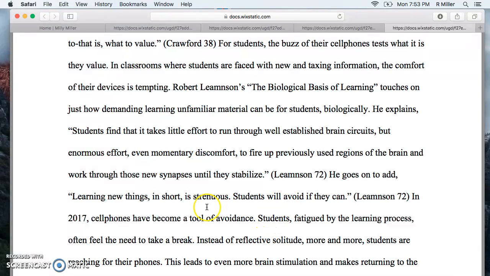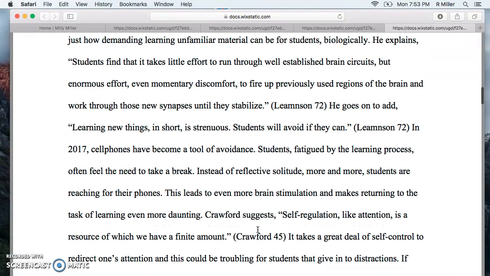And I do a little analysis about this quote and how it leads to more brain stimulation when students are using their phones to avoid learning complex material. And I relate this to Crawford's suggesting self-regulation, like attention, is a resource of which we have a finite amount. And then I say it takes a great deal of self-control to redirect one's attention.